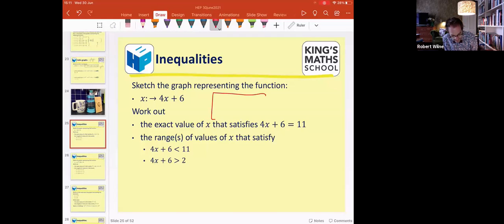You can sort of say, we can go back to something very straightforward. We have a table of values. The input values and the output values, you know, input value of 0, output of 6, input of 1, output of 10, input of 2, output of 14, etc. So can we find the value that satisfies, i.e. can we find the input value which gives an output of 11? Yep.